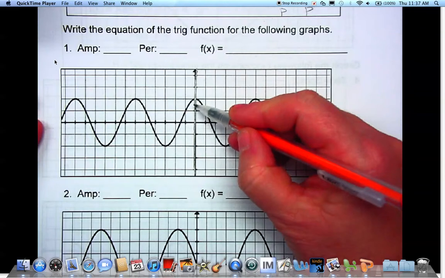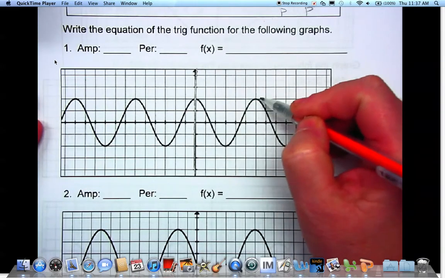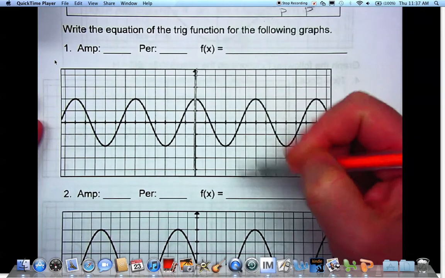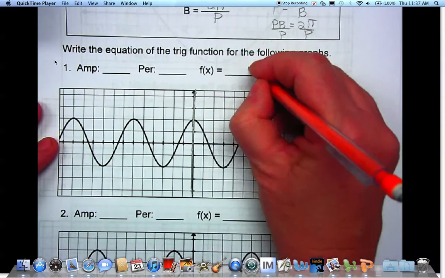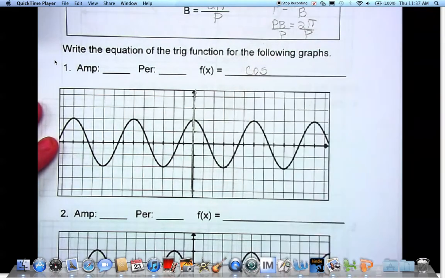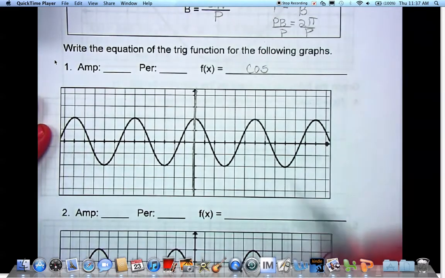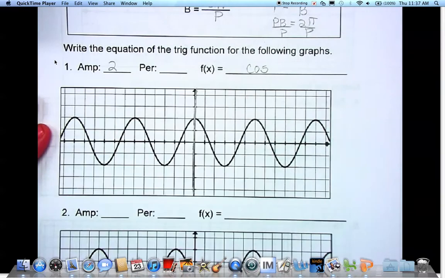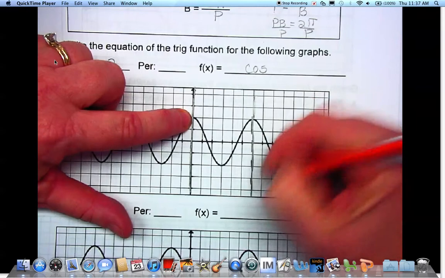So is this a cosine or a sine graph? Cosine. And is it positive or negative? Positive. It makes a cup that fills up with water, and it's positive. Starts up, goes down. Positive. Okay. So we know we're going to have cosine. And then the amplitude. What would the amplitude be? 2 up and 2 down. Amplitude is 2.